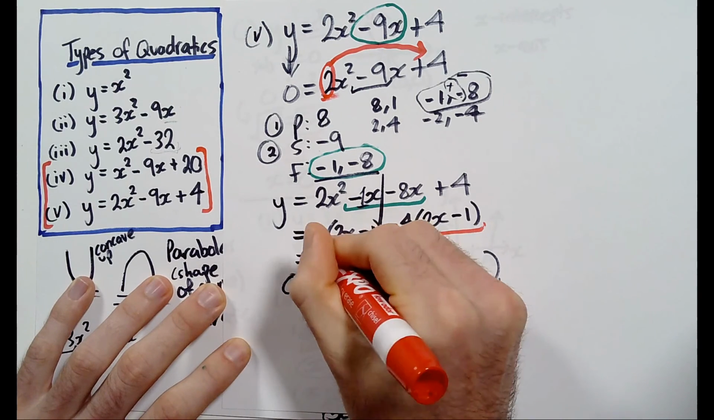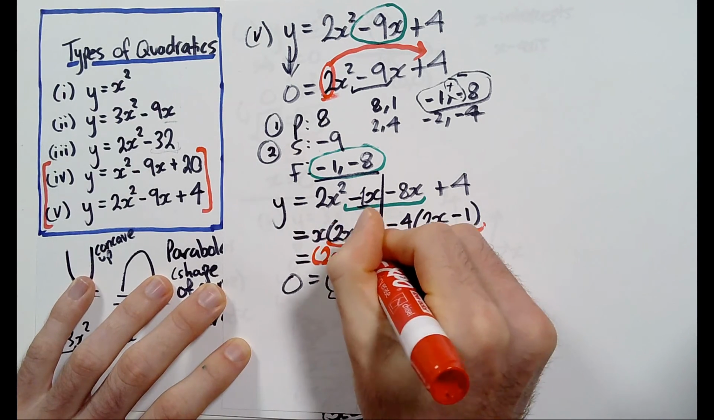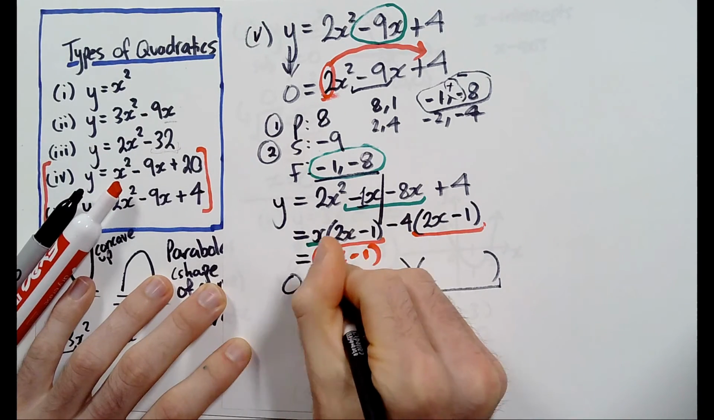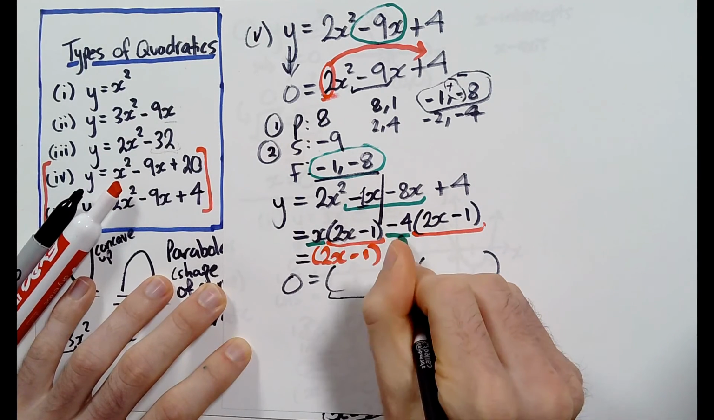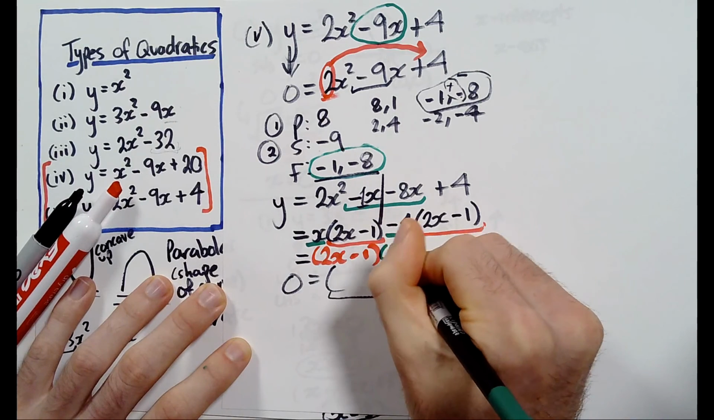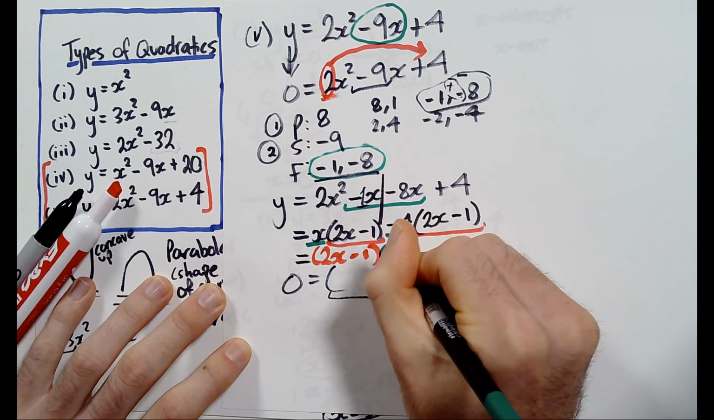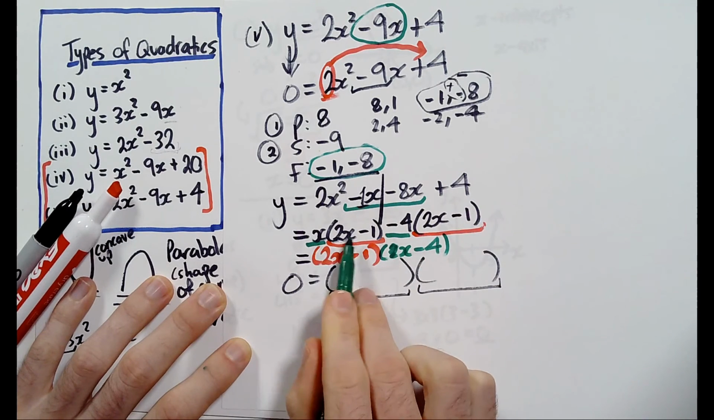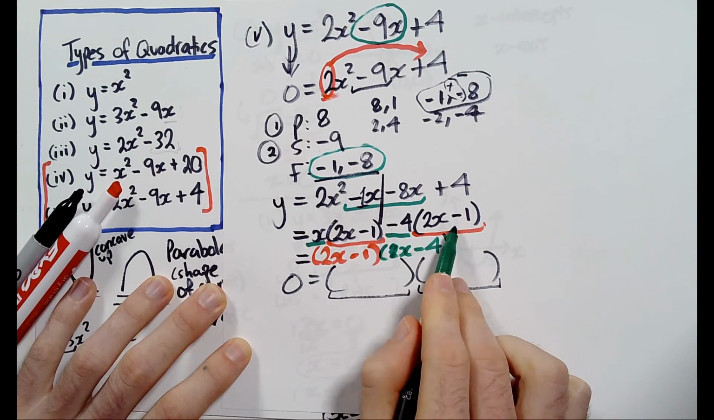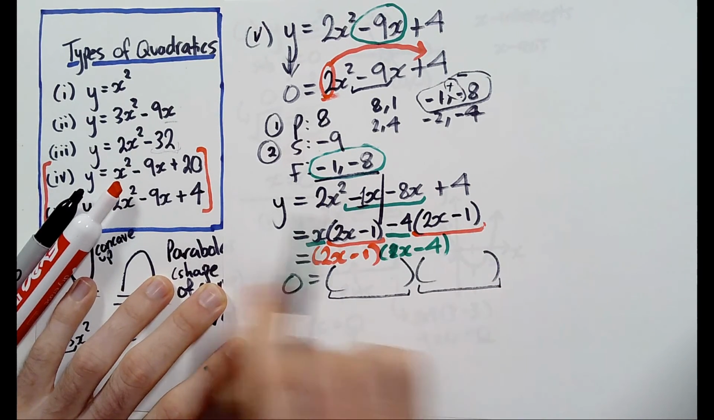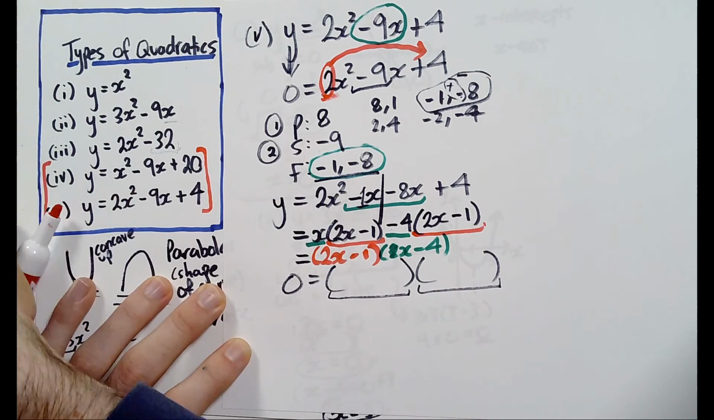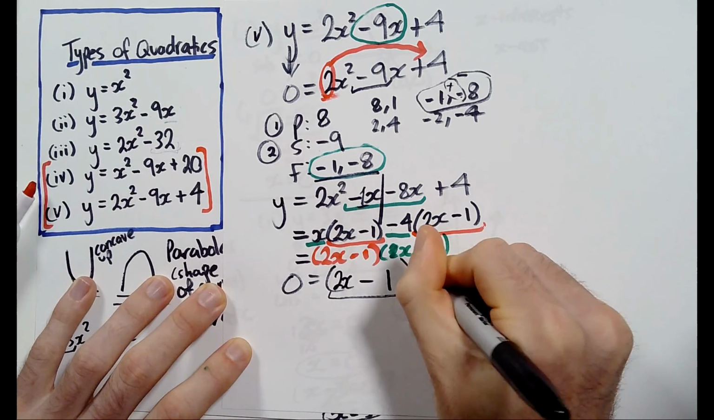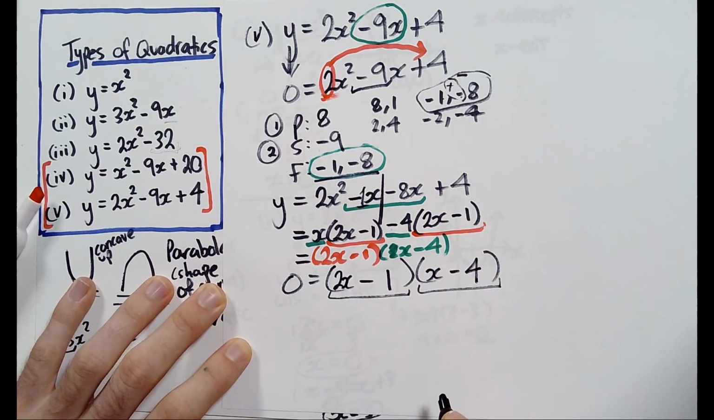So you end up with 2x minus 1 in one bracket, and then what goes in the other bracket are just the 2 parts or the 2 numbers that were on the outside. So you get, sorry, not 2x, you get x minus 4, because there was an x in front of that bracket and there was a minus 4 in front of that bracket, so they both go in the bracket next to it. Alright, so that actually leaves you with the answer. The answer is 2x minus 1, x minus 4.